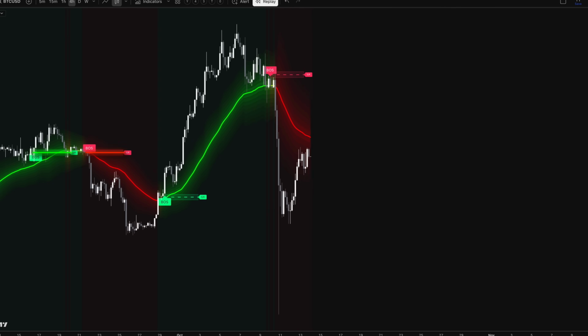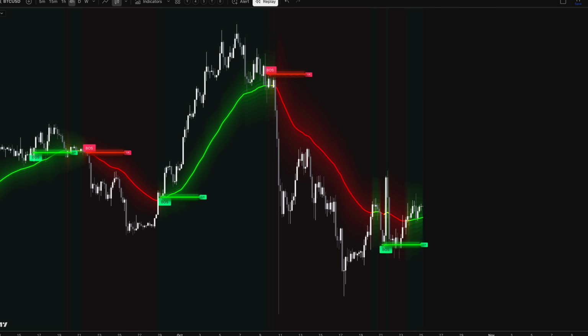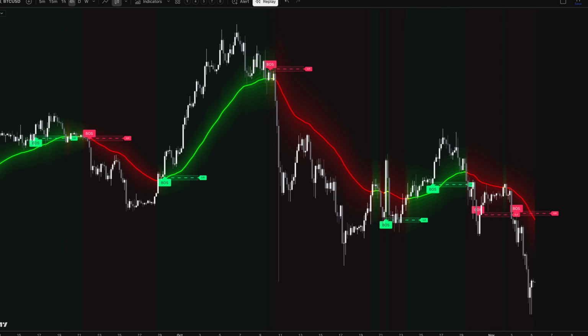Each BOS signal automatically plots a stop-loss level at the triggering candle's wick extreme, plus a configurable buffer percentage. The SL extends forward as a dashed line with an accompanying zone box, providing clear risk reference for trade management.